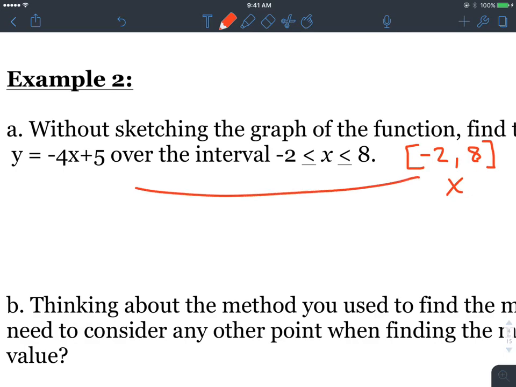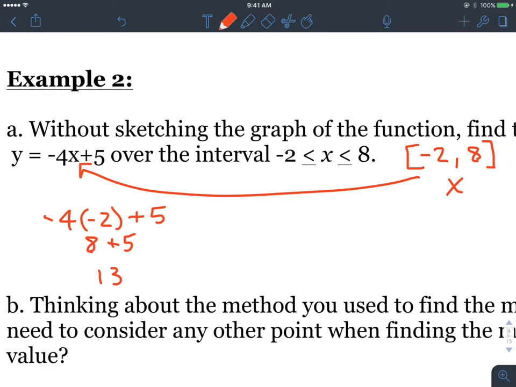We're going to plug those into our function. So you have -4 times -2 plus 5, and be careful with your double negatives. That'll be positive 8 plus 5, so 13.